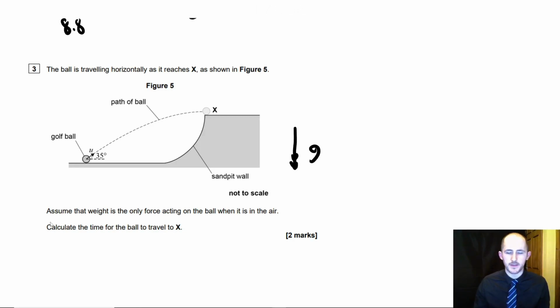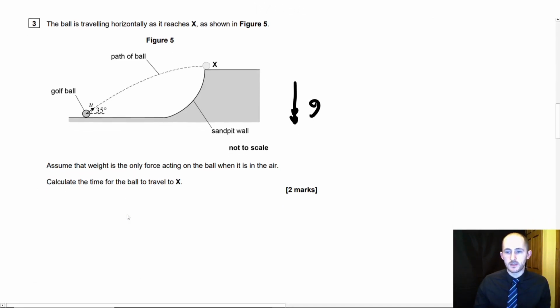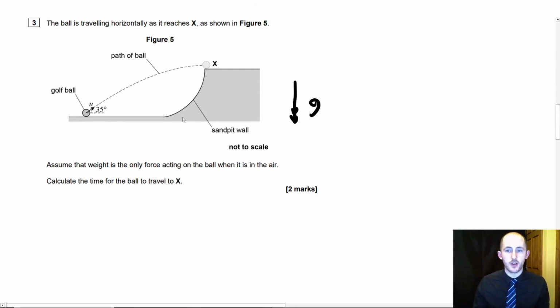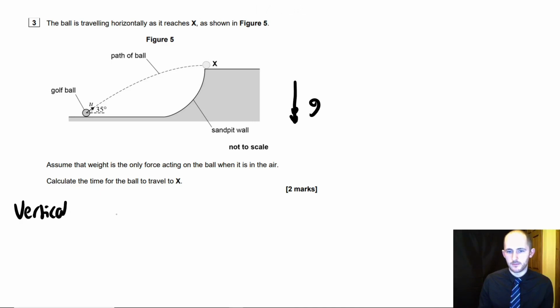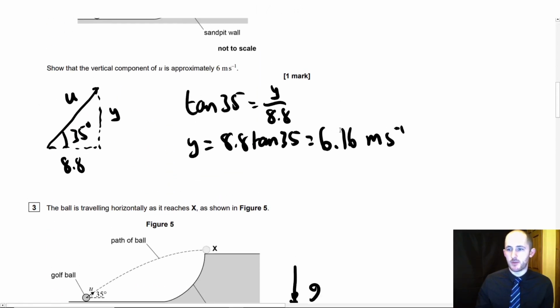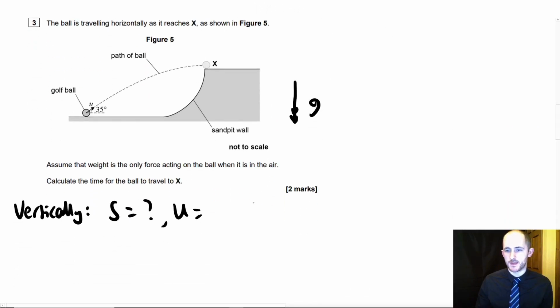Well, let me think about this. We're going to look vertically. Why? Because I have no information horizontally except what speed it's going. I don't have the acceleration, I don't have the time, I don't have anything else. Well, the acceleration is probably 0 in most cases. So I'm going to look vertically only. Do I know what S is? Nope. Do I know what U is? Well, U is the vertical component which we worked out here, which is 6.16.